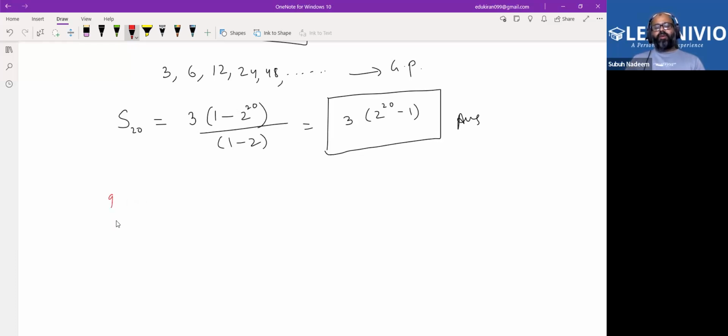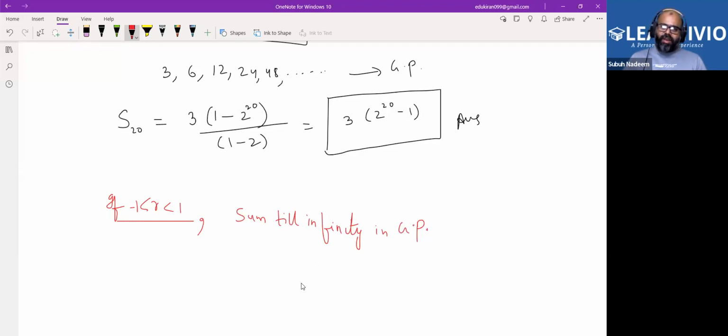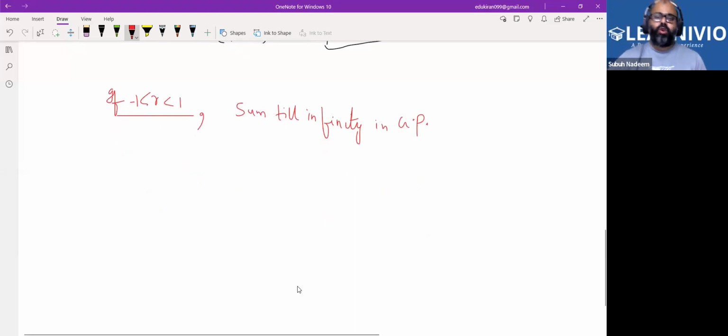That is, if the common ratio is between 1 and minus 1, then we can find sum till infinity of a GP. This is not possible in AP. In GP also, if common ratio is greater than 1, then sum till infinity cannot be obtained. It is only obtained if it is between 1 and -1.